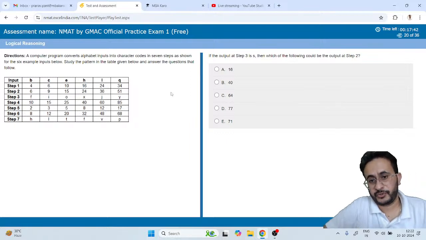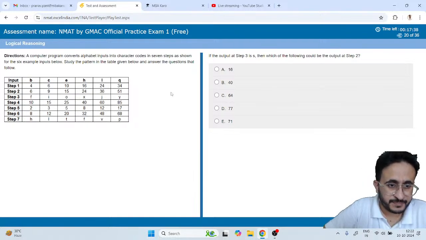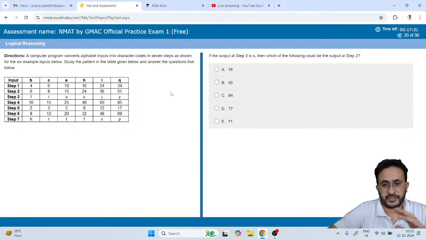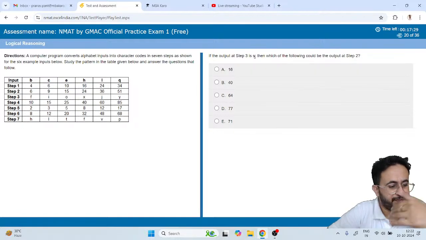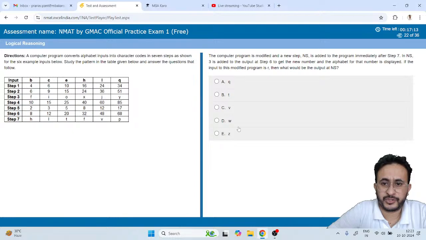If the output at step 3 is S, which of the following could be the input at step 2? Step 3 is S, step 2 will be the number. So S means 19. We will add 26. So that is 45, plus 26, 71. If the input of the program is W, what will be the output at step 5? Step 5 is basically the same number. So W is 23. Easy question on input output.